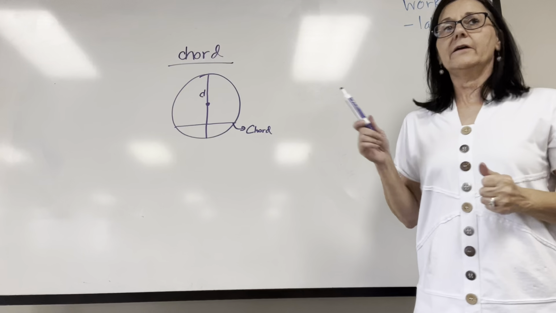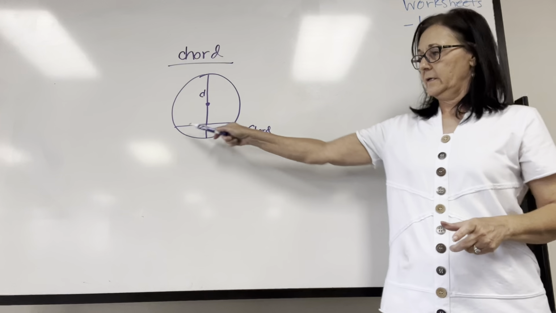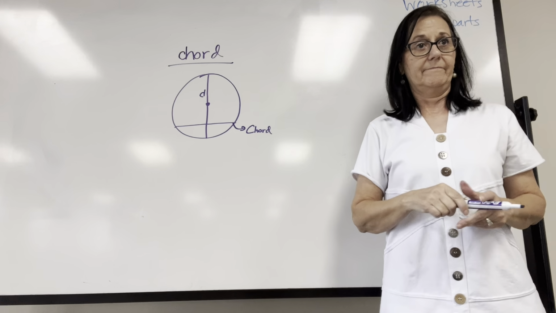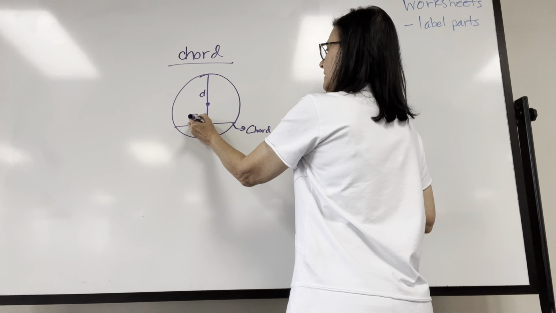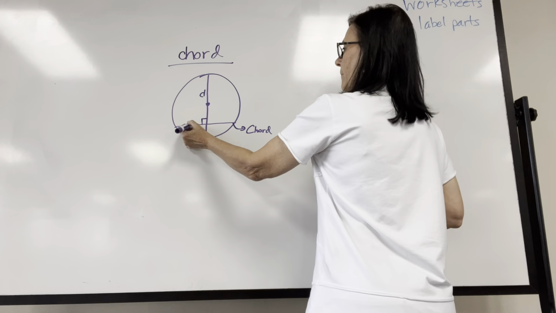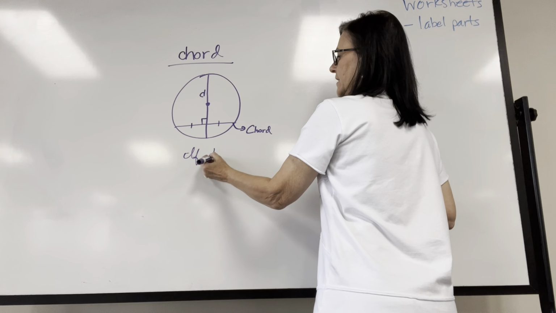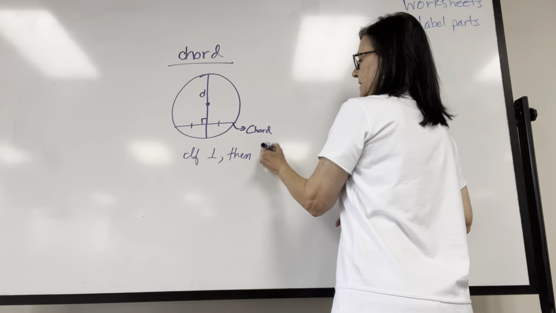All right, there is something that we can know about this chord that intersects the chord. Is it perpendicular? Right. If we know it's perpendicular, then we know it bisects. So if we know it's perpendicular, then it bisects the chord.